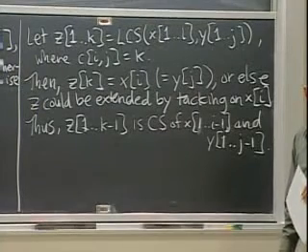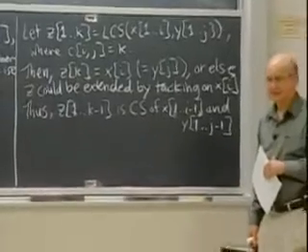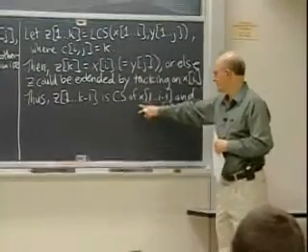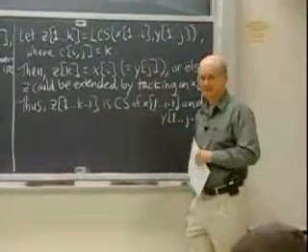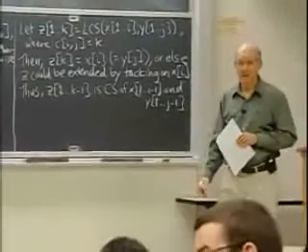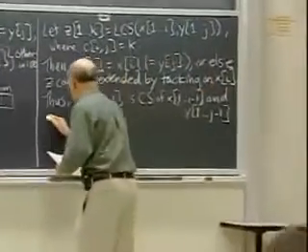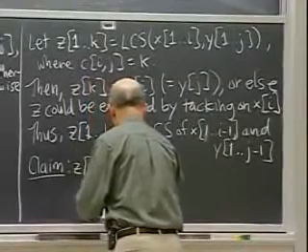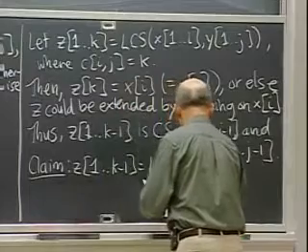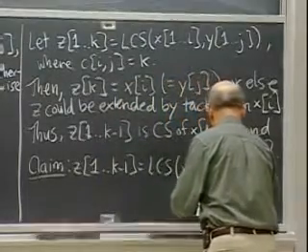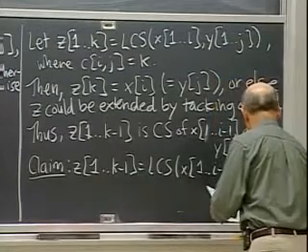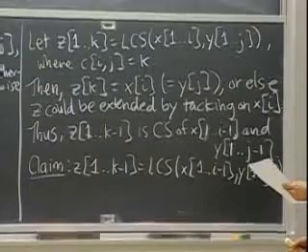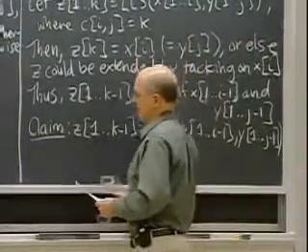Now, what do you also suspect about Z[1..k-1]? It's a common sequence of these two. Yeah, it's a longest common sequence. So that's what we claim: Z[1..k-1] is in fact a longest common subsequence of X[1..i-1] and Y[1..j-1]. So let's prove that claim.